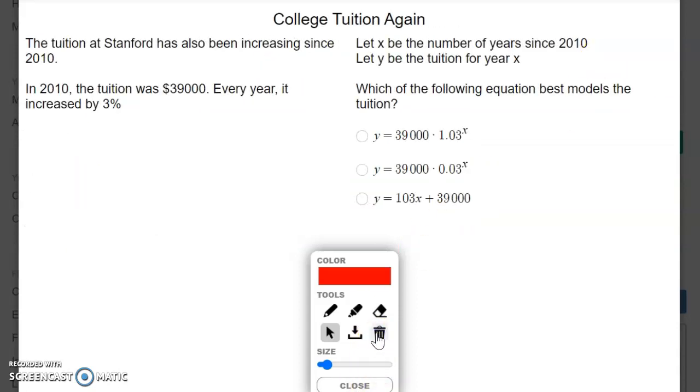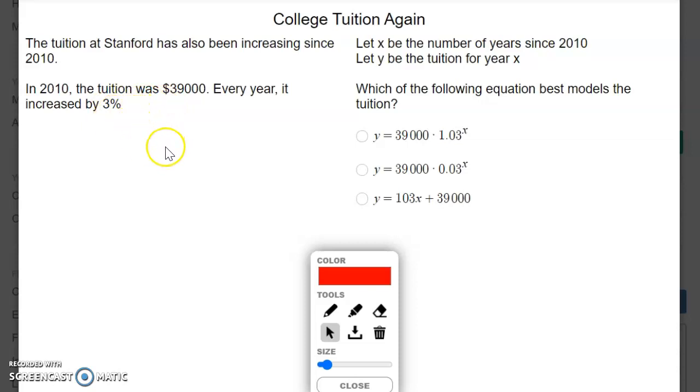What about tuition at Stanford? Stanford's tuition was $39,000 in 2010, in comparison to 12,000 at UC Berkeley. Every year it increased by 3%. This time we have a percentage increase. Then what are we going to be multiplying each of the previous terms by?